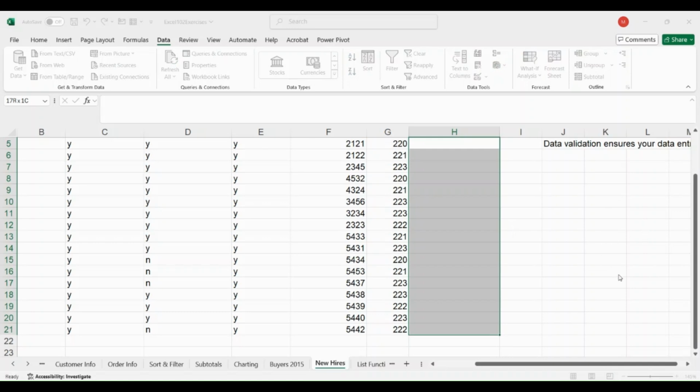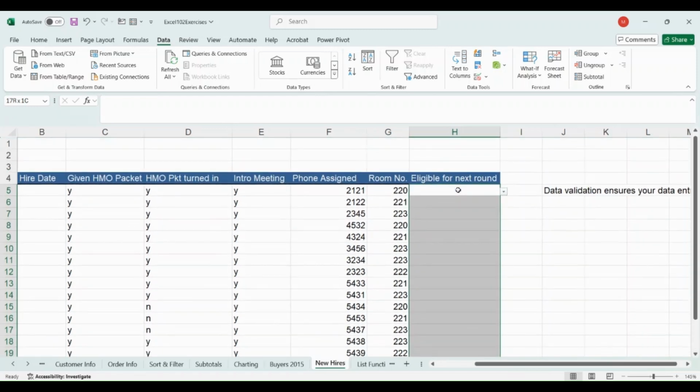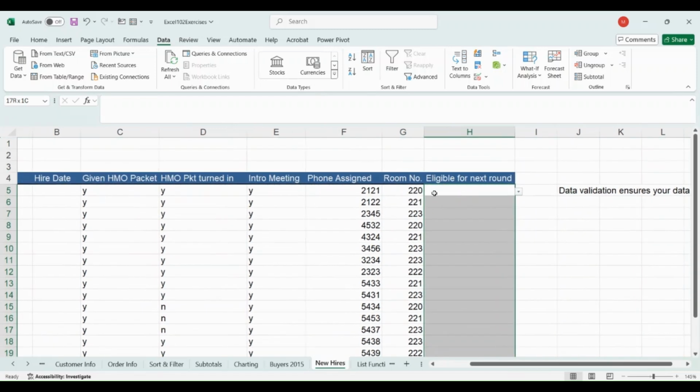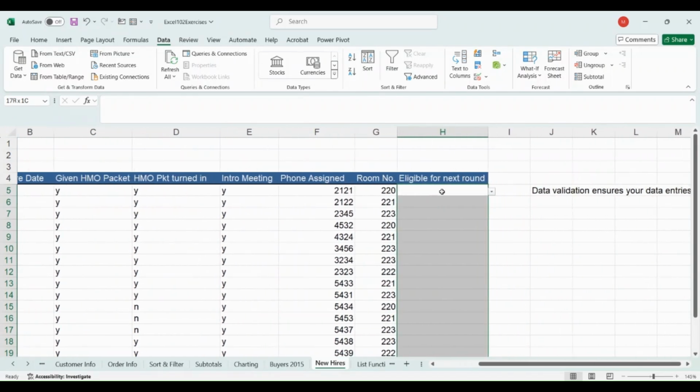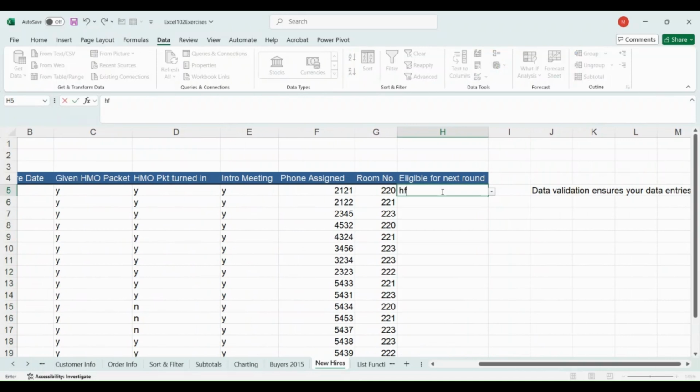So only this information. Here, the question is whether our candidate is eligible for the next round, yes or no. If I share this sheet with my colleague, he is only eligible to write the three words I mentioned in the data validation. If I write anything else, I am also not eligible to write it. That's why we use data validation.